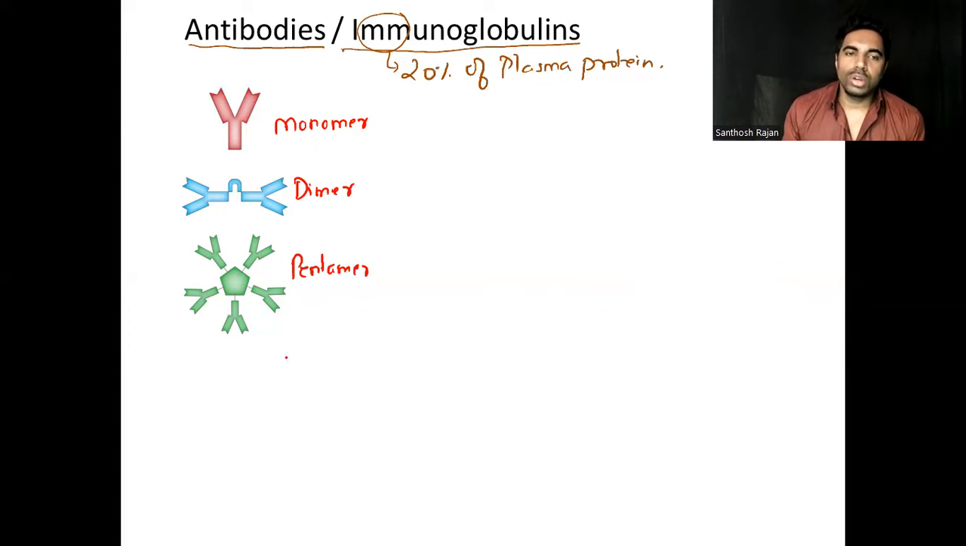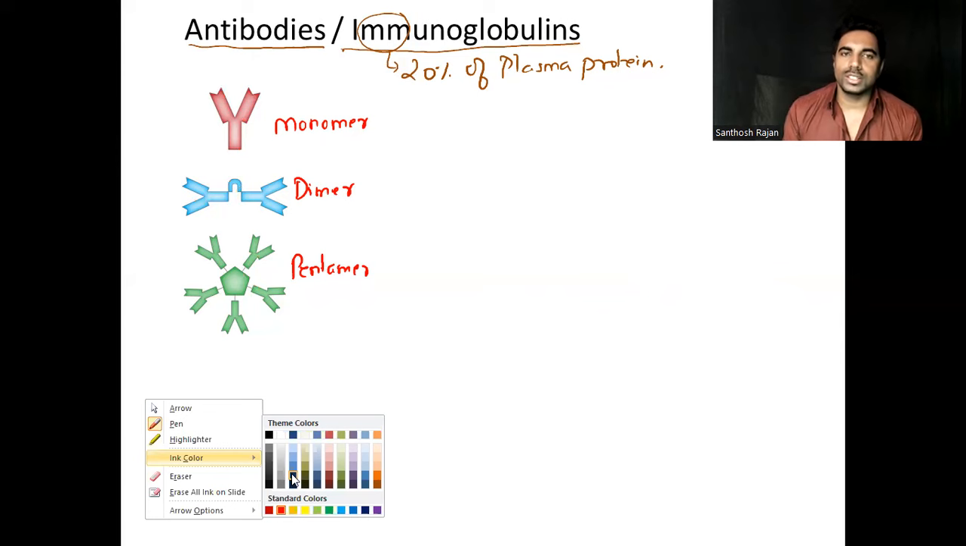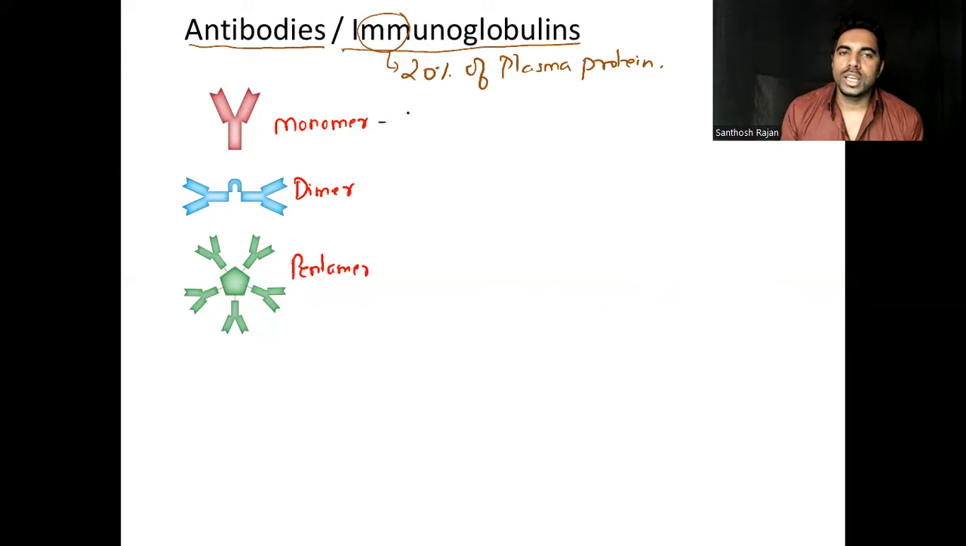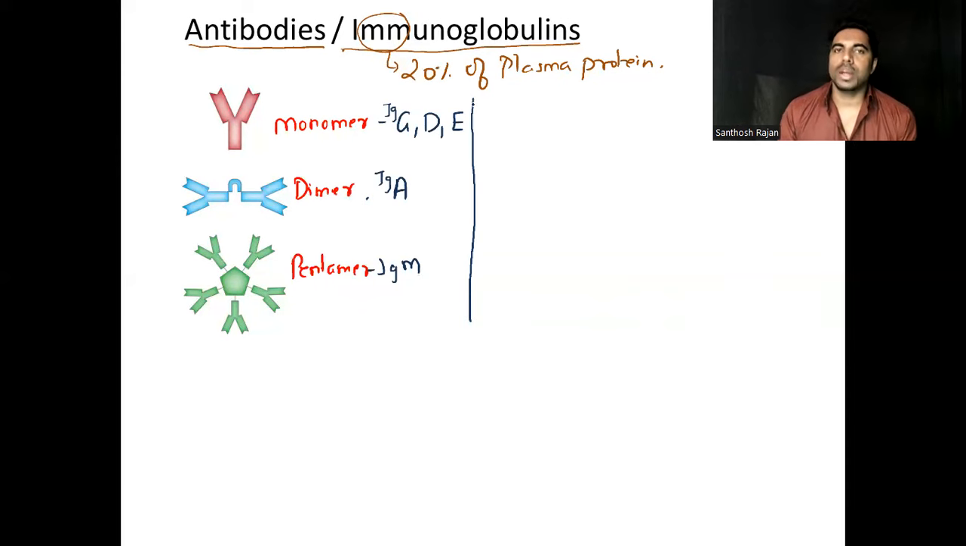What is the example of a monomer? The examples are all of them, especially G, D, and E. Dimer is immunoglobulin A. Pentamer is IgM. I should have first told the classification, but that's okay.